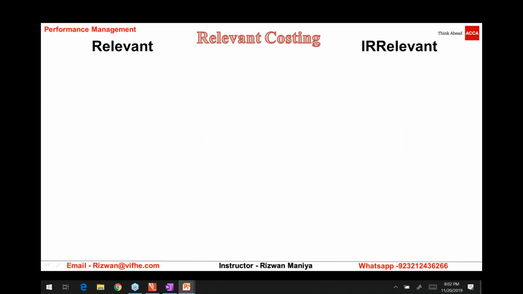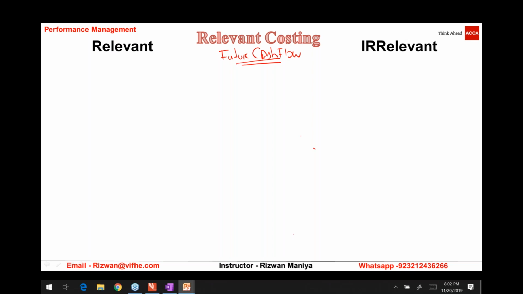Now, what is a relevant cost? As we are covering decision making, and this is short term decision making, in short term decision making, we use relevant costing for decision making purposes. So you need to remember what a relevant cost is. It's very important to understand that relevant cost is basically a future cash flow. It's a future cash flow that will arise when you take a decision.